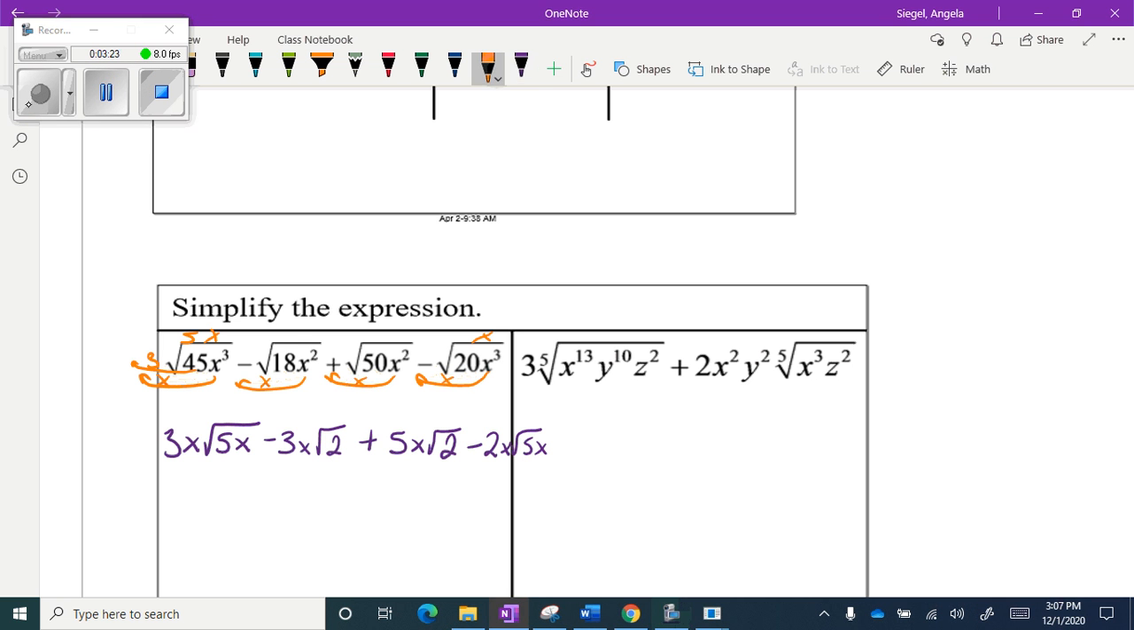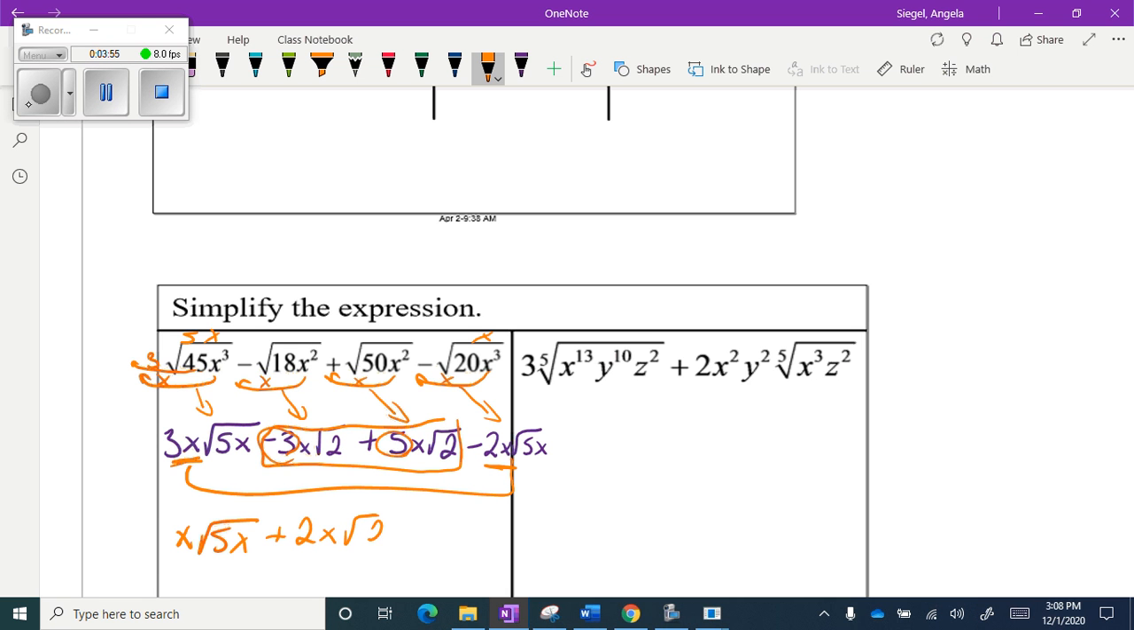Okay, so when I simplified each of them, this is what I came up with. Hopefully you can see that. That's where they match up. And so now I'm looking for commonalities between the two, like what can I combine? So I see that I can combine these two, and I see that I can combine these two. So I have 3x minus 2x is 1x. And notice that the square root of 5x, that's stuck. It stays put, it doesn't go anywhere. And negative 3 plus 5 is plus 2x square root of 2. And so that's my final answer.